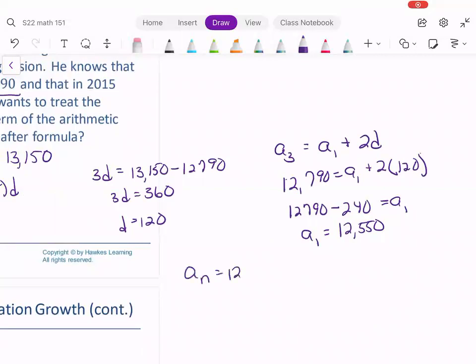a sub n is 12,550 plus 120 times n minus 1, or 12,430 plus 120n.